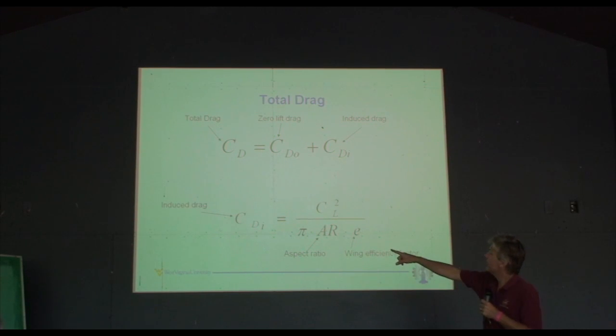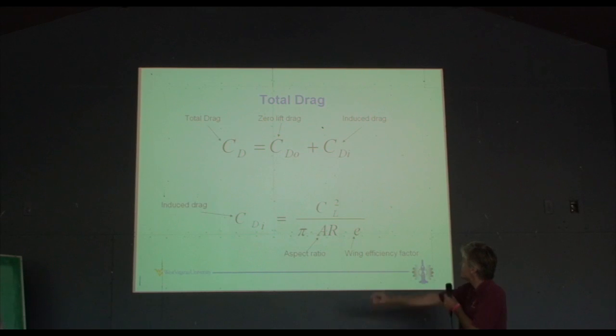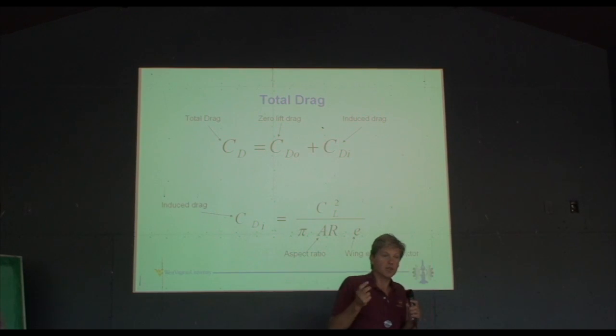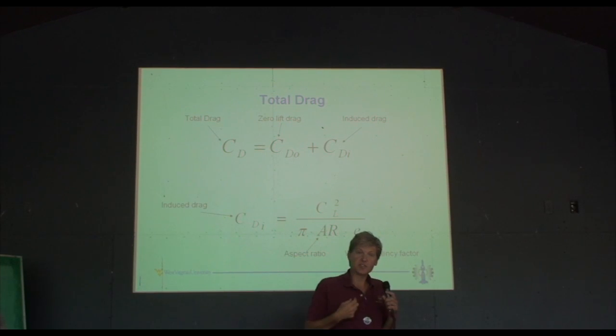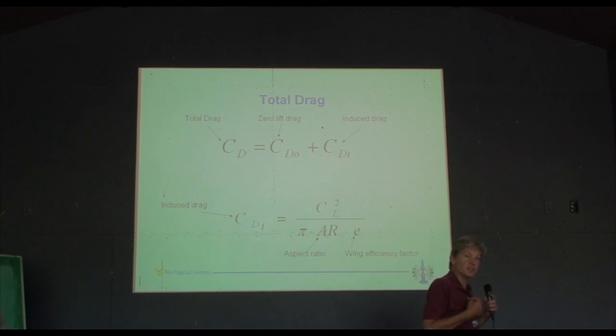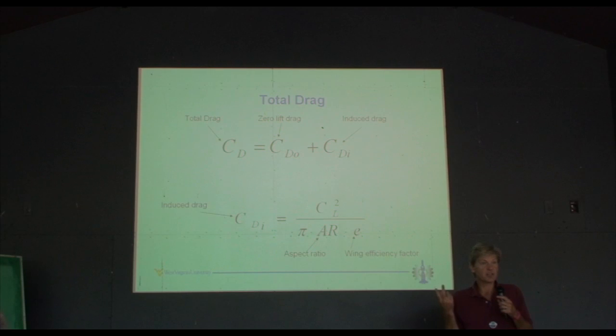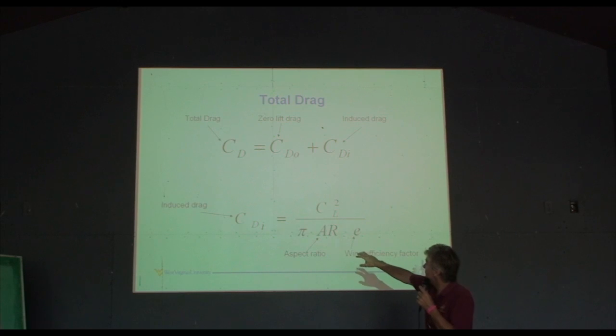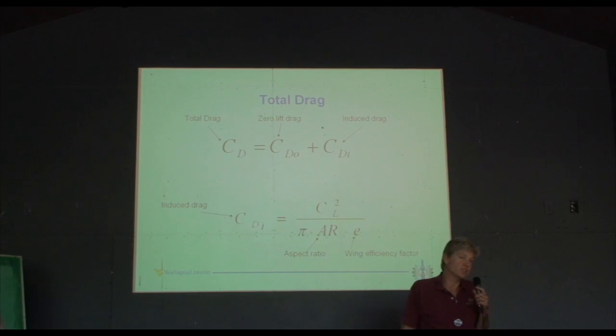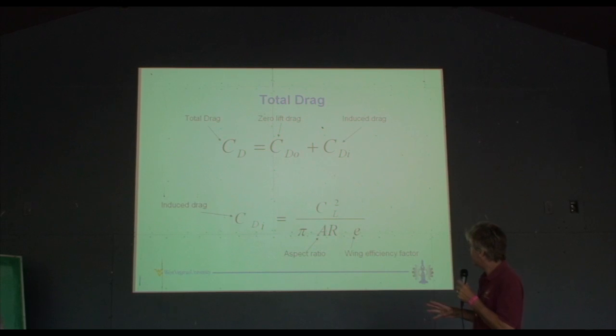The induced drag is something that we calculate from this formula here. Now, it's a function of the lift coefficient squared. So as the lift coefficient goes up, we square that to get the induced drag. If you double the lift coefficient, then the induced drag coefficient goes up by a factor of 4. We divide it by these three things. Pi stays the same. The aspect ratio is in there, and then we have something very important called the wing efficiency factor, or Oswald's efficiency factor. And I'll talk about that a little bit.